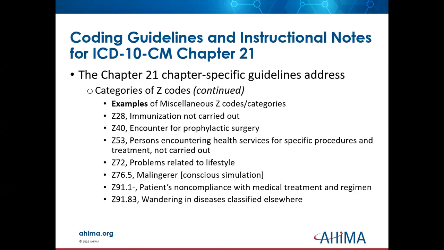Here's some other examples of Z codes. Immunization not carried out, Z28. Encounter for prophylactic surgery, Z40. Z53, persons encountering healthcare services for specific procedures and treatment not carried out. Z72, problems related to lifestyle. Z76.5, malingerer. Z91.1, patient non-compliant with medical treatment or regimen. And Z91.83, wandering in diseases classified elsewhere.